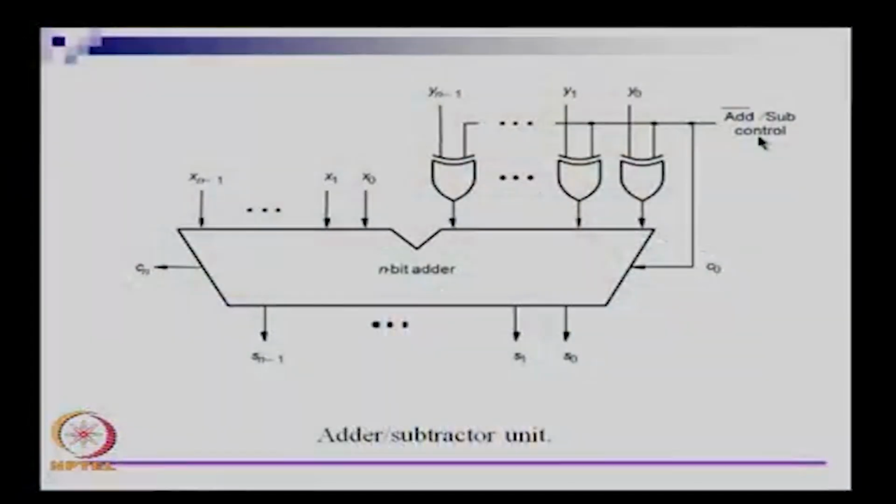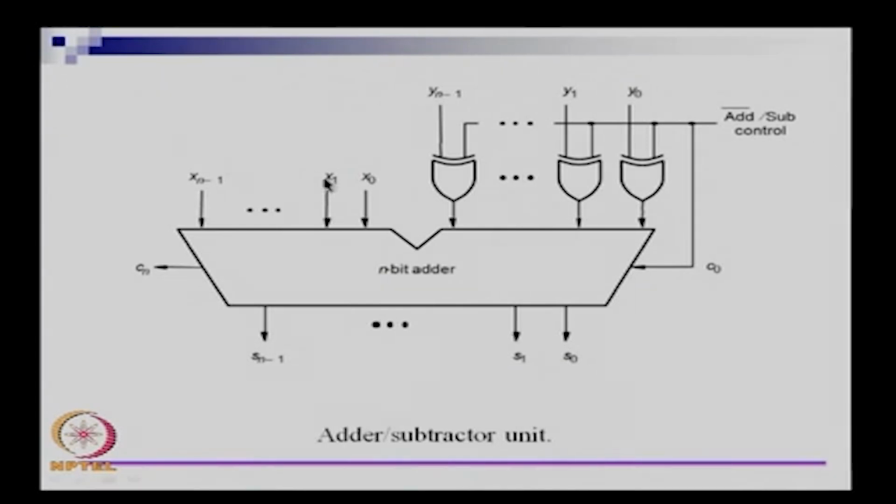If I want to design a circuit that is either adder or subtractor, so I give a control from the outside, which is add bar slash sub. Add bar slash sub, the interpretation is, if add bar slash sub is 0, it means that you are adding. If add bar slash sub is 1, it means that you are subtracting. So let us look at that.